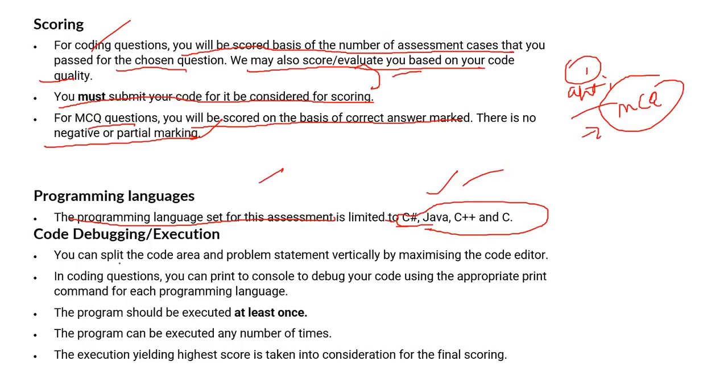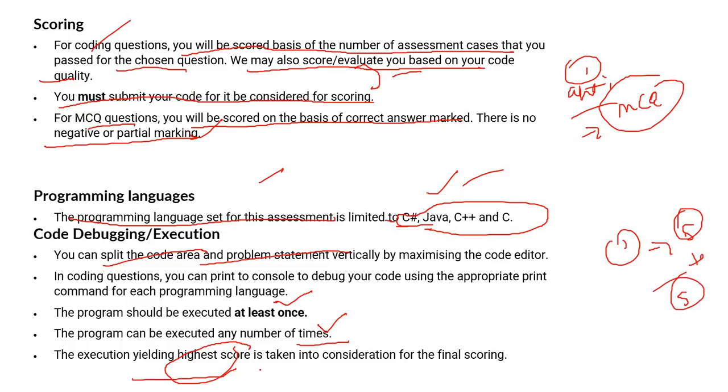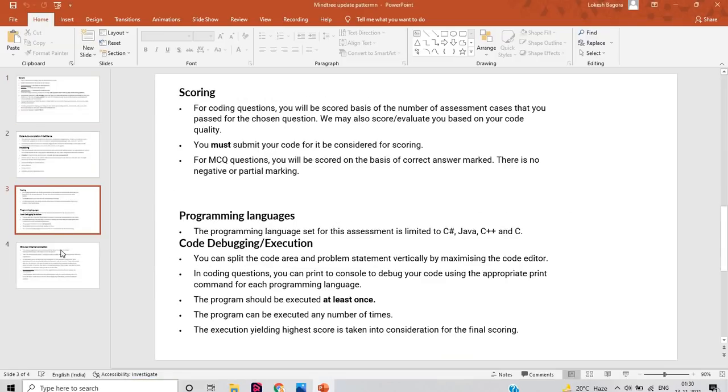You can split the code area and problem statement vertically. The program should be executed at least once. The program can be executed any number of times. The execution yielding the highest score is taken, so if there is a question, you may execute many times, like 5 times, and if your score is highest in the fifth attempt, it is taken into consideration for the final score. So this is all about the Mindtree examination process.